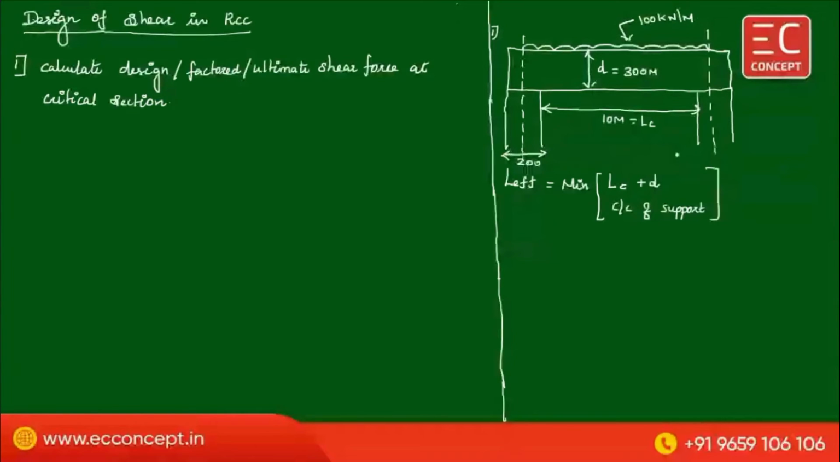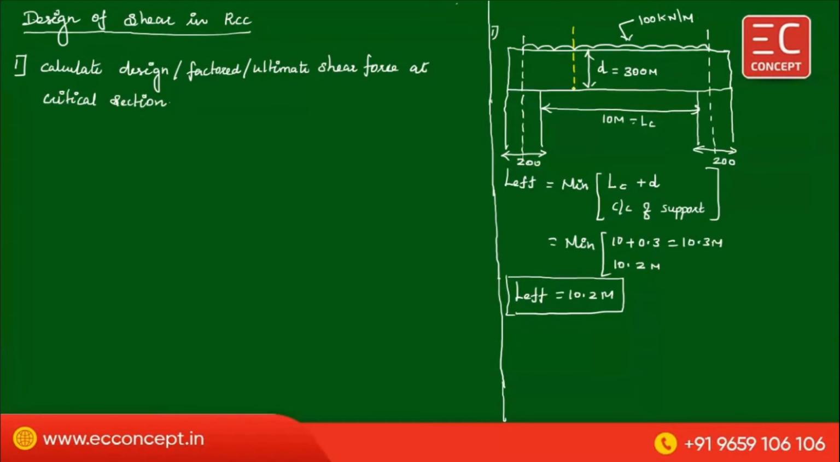Now, what is the shear force, and how can you calculate it? As per the code, this support is subjected to compression. Therefore, the critical section for shear force is this one. This is the critical section, V, at a distance d. Shear force at the critical section is equal to, we know, V equals the value at the support.